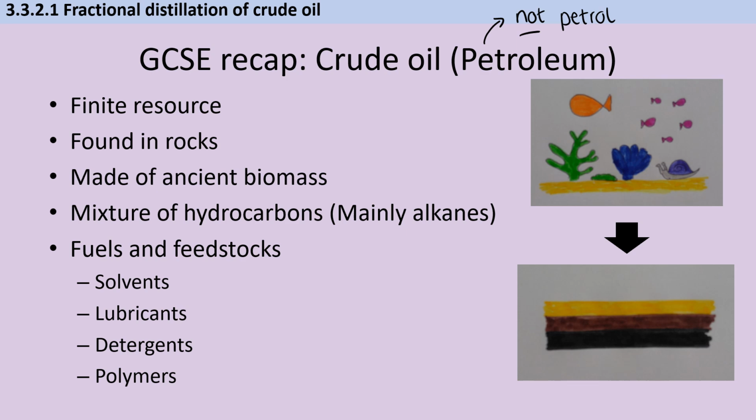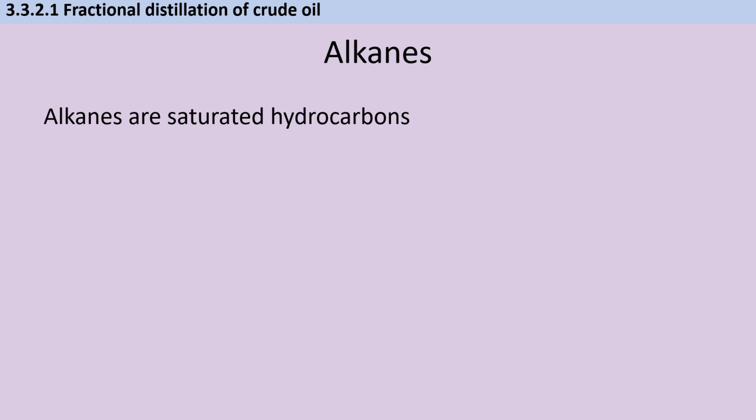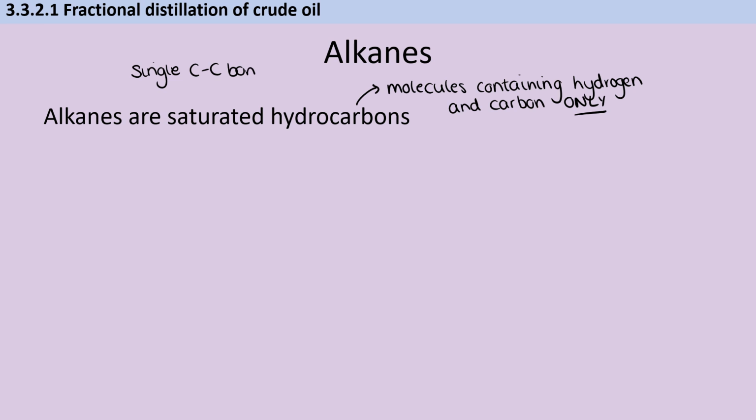Crude oil is a mixture of compounds called hydrocarbons, mainly of a class called alkanes. Alkane is the name that we give to the saturated hydrocarbons. So hydrocarbons are molecules or compounds that contain hydrogen and carbon atoms only, nothing else. And saturated means that between the carbons of those hydrocarbons, there are only single covalent bonds.